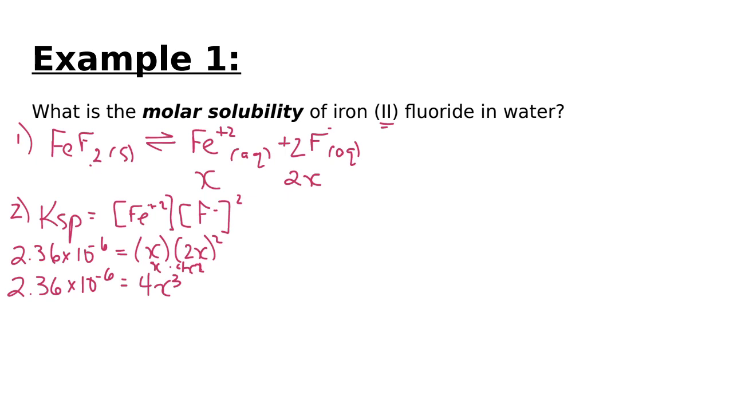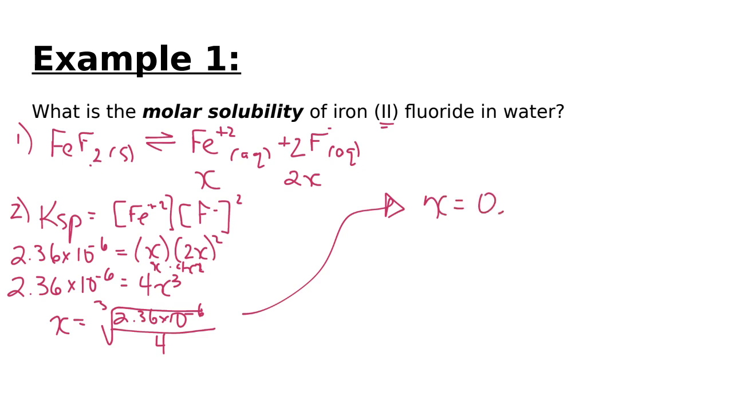We solve for x, and we're going to take the cube root of our Ksp value, so 2.36 times 10 to the negative 6, and we divide that by 4. Bring it on over here. x is equal to 0.00839 molar. Okay, so that's how much will dissolve just in water. Now let's do an extension of this example and add a common ion into the mix.